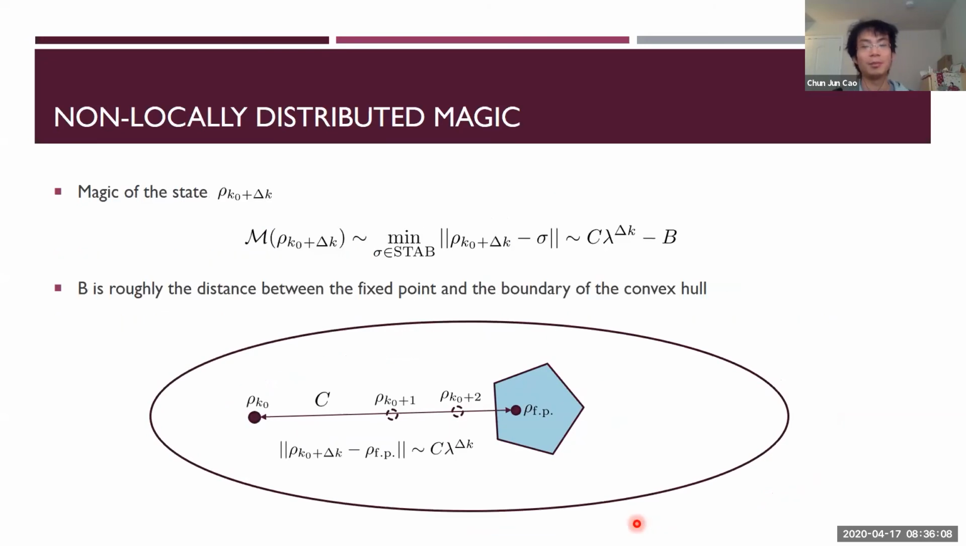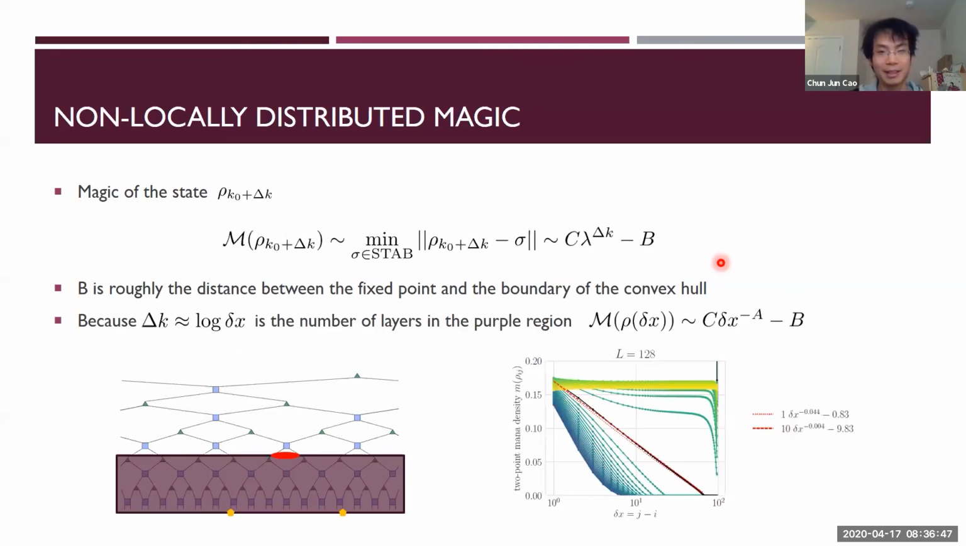All right. But now if you want to actually compute magic, instead of computing the distance between this state and the fixed point, you really should be computing the distance between this state and the closest state that's in the stabilizer cone, the convex solid of stabilizer states. So the shorter distance here in this picture, it's obvious, right? You really need to subtract the distance between the fixed point and the boundary of this cone. And hence, there's an offset by an amount b.